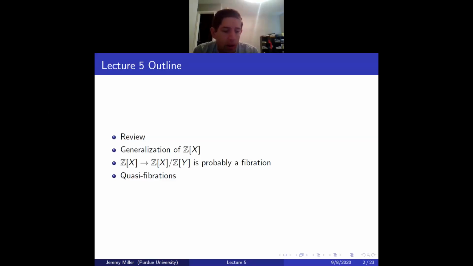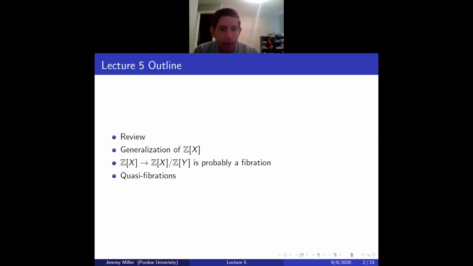involving the free abelian group on a subspace, the free abelian group on a bigger space, and then the quotient of the two free abelian groups. And so to prove that, it suffices to show that this quotient map is a fibration, and we'll talk a little bit about that.